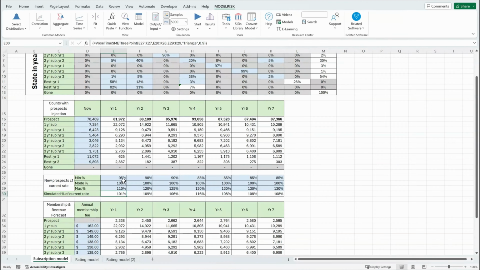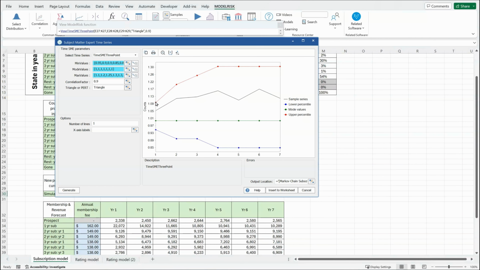We model the uncertainty around that using a Vose Time 3 Estimate, which is a subject matter expert 3-point estimate. This is a time series forecast, which is easy to understand if you click on the View function. Here you see the upper bound, so 110% going up to 130%. The lower bound going from 95% down to 85%. The most likely, which is a static 100%. And this is the forecast of what actually might happen from one year to the next.